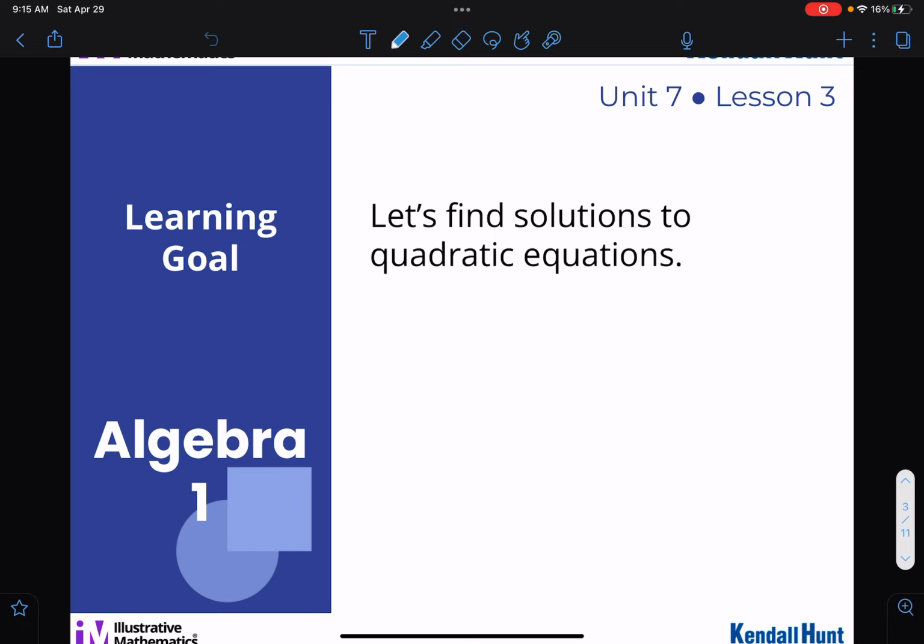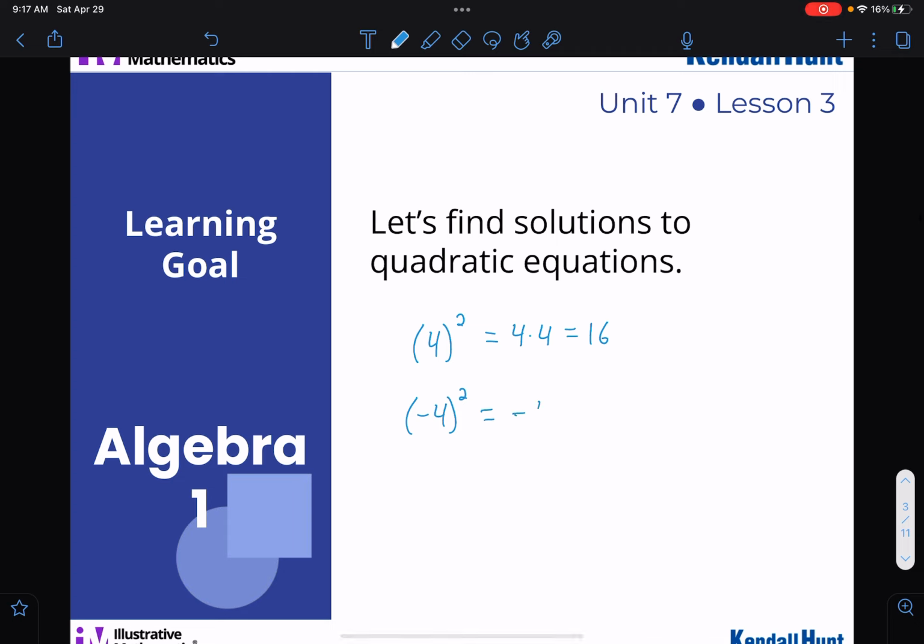Now before we actually look at these quadratic equations, let's recall something like 4 squared versus negative 4 squared. When I have 4 squared, if I were to expand that out, that'd be the same thing as 4 times 4, which is going to give me 16. Now with negative 4 quantity squared, what's being squared? The negative 4 is. So what's being multiplied by itself? Negative 4 times itself. So negative 4 times negative 4 is going to also give me positive 16.